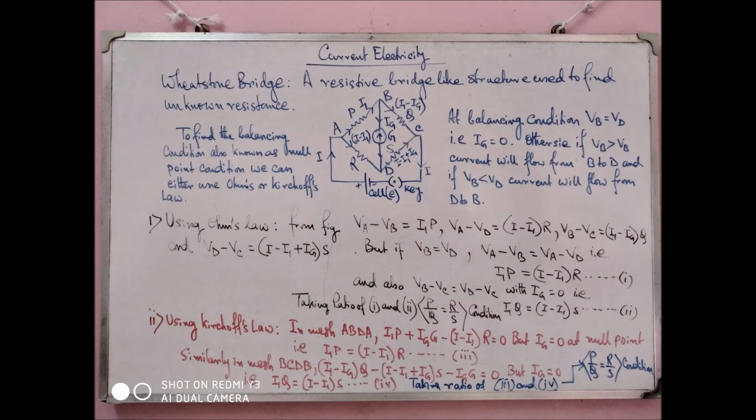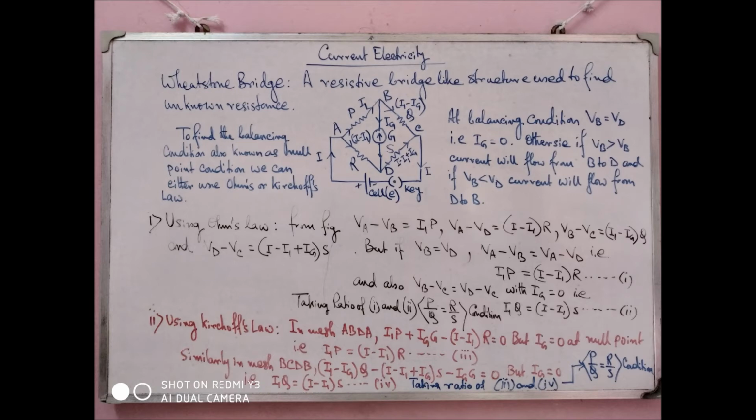That means this is the balancing point or balancing condition of the bridge. When VB equal to VD, that is, when the potential at B is equal to the potential at D, it is a balancing condition. And this will only happen for particular values of P, Q, R and S, not for all values. So there should be some condition for what values this criterion will take place.